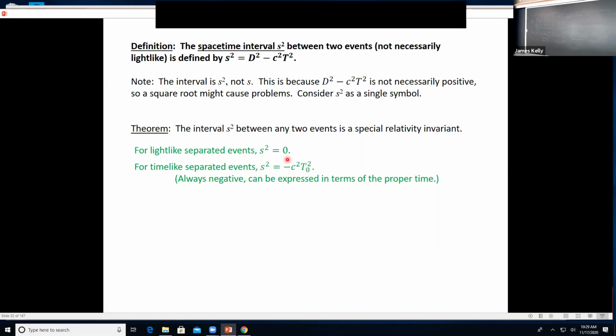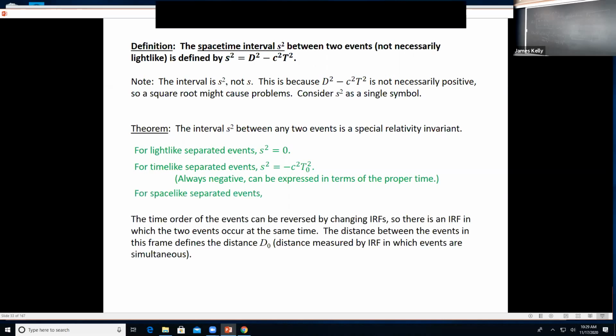For light-like separated events, the interval is 0. You can probably guess for space-like separated events, it's going to be positive, right? So this allows us, if we calculate the interval, it gives us some useful information just from the sign about whether they're space-like separated. That means they're out of causal contact and we can reverse the order of time of them. Or they're time-like separated, and that means we could travel between them and all that useful stuff. Okay, similarly, for space-like separated events, we argued earlier that the time order of the events can be reversed if they're space-like separated.